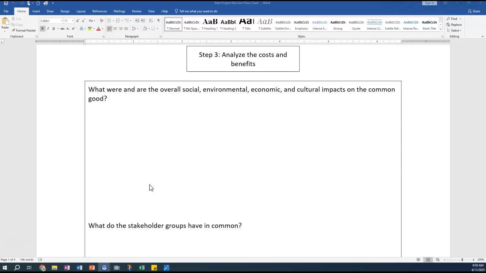So if we look at society in general here in Washington State, what are those costs and benefits? What are the social costs and benefits? What are the environmental costs and benefits, economic costs and benefits, cultural costs and benefits? Just in general for everybody, collectively.